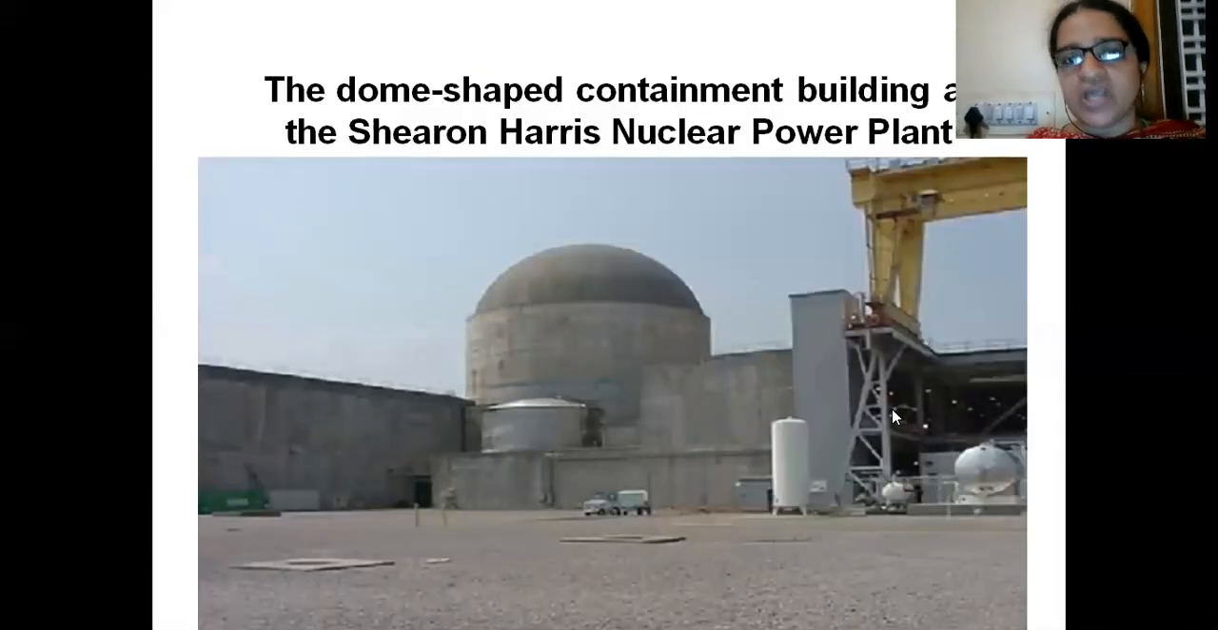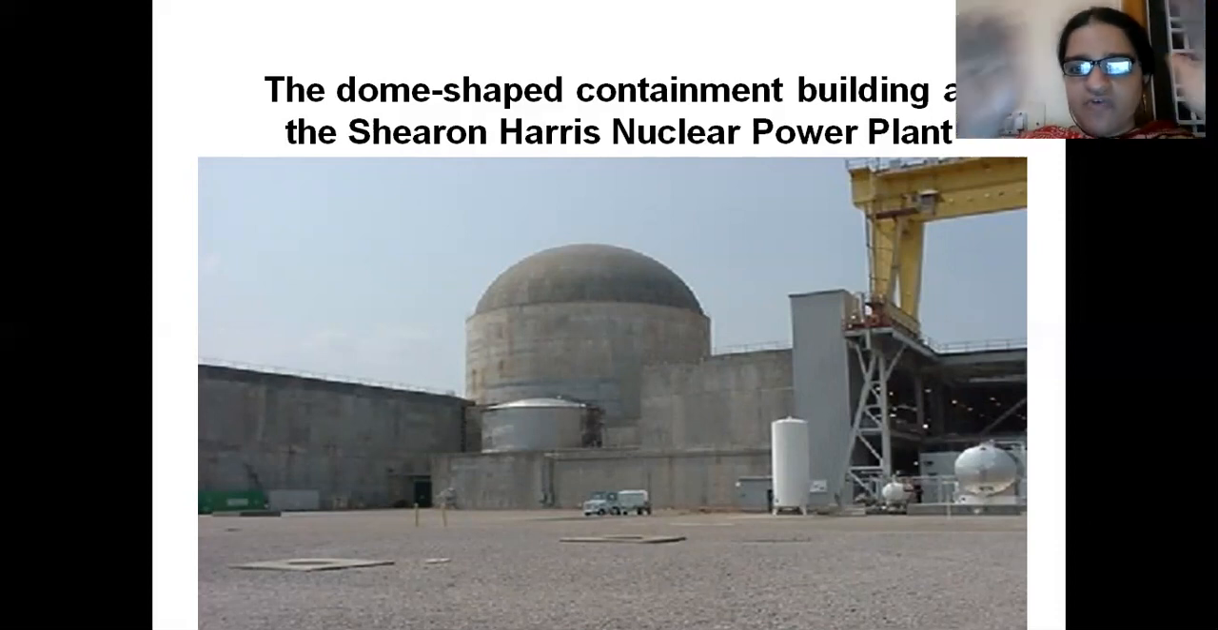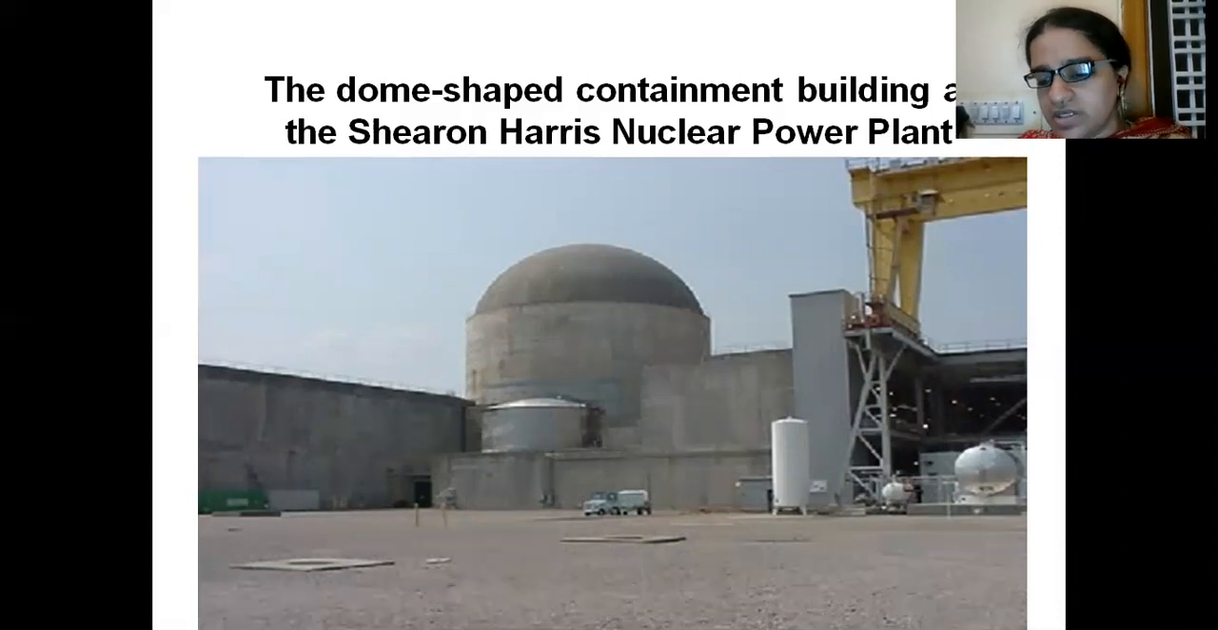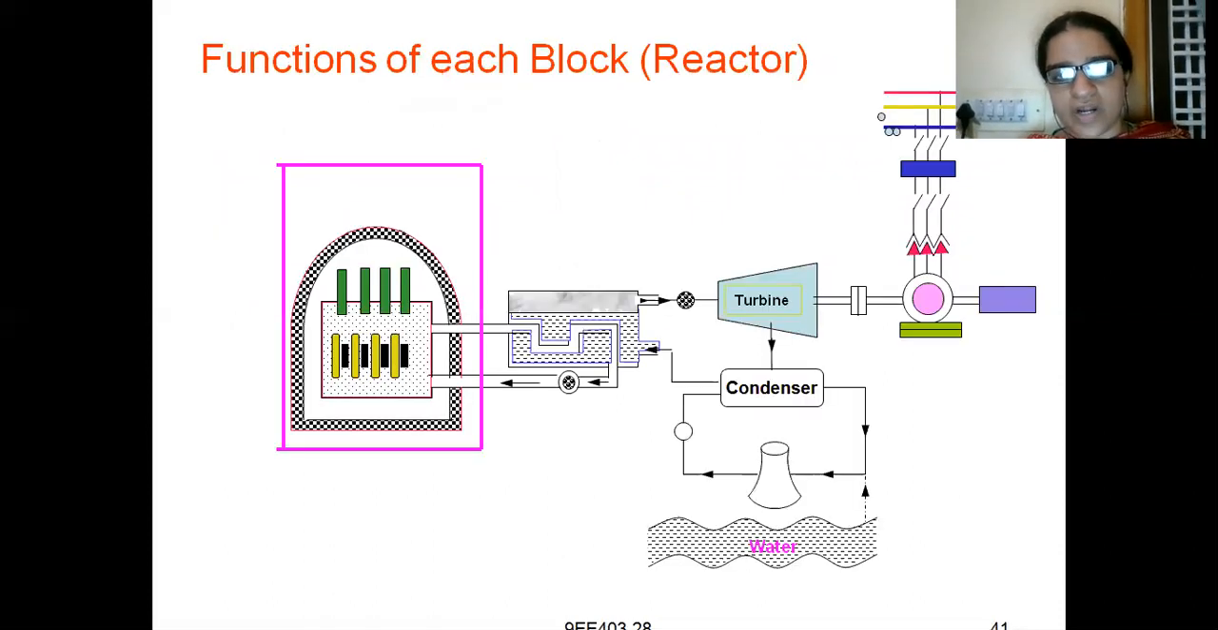Coming to the next part, this is the dome-shaped containment building at Shearon Harris Nuclear Power Plant. Dome-shaped means it is in this form. Whatever they have shown, it is almost like an enclosed structure, and it is dome shaped also. What are the main parts? We will have a look at that.